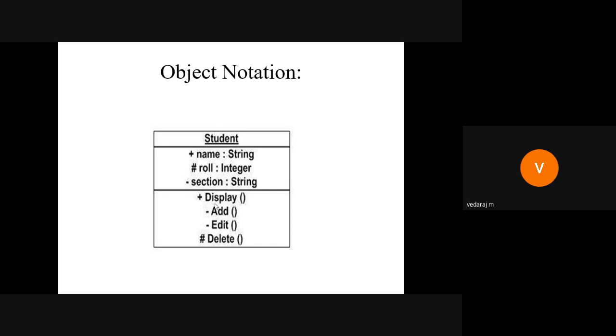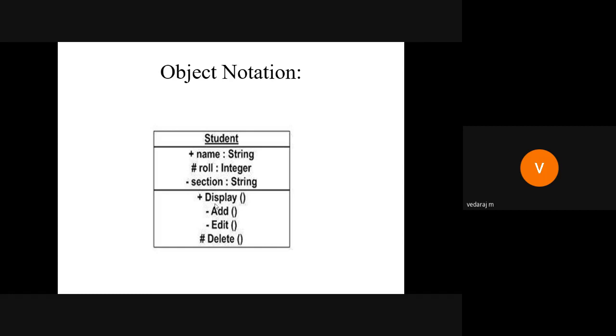See, this is the object. Both the object notation and class notation are very similar, with only minor changes. What is the change? Every object name should be underlined. That is very important. Any underlined name is called object notation. You cannot call it a class. This is called an object. So this is the minor difference.